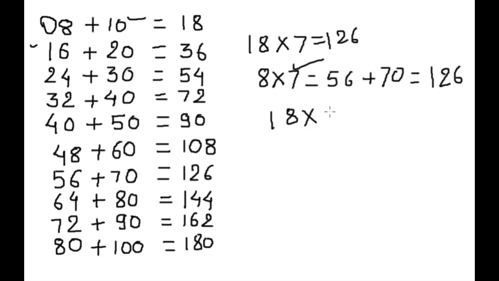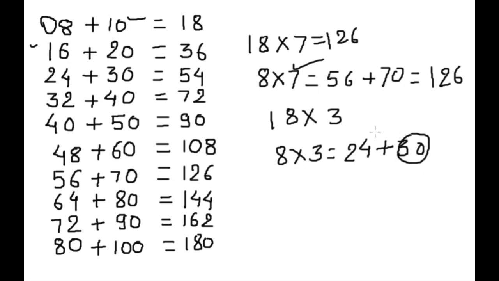Now if we want 18 into 3, so we will write 8 into 3 is equal to 24 plus 30, because this is 3 times. So it's equal to 54. So 18 into 3 is 54. Now it's very easy to remember 18 times table. I hope this video will help you.